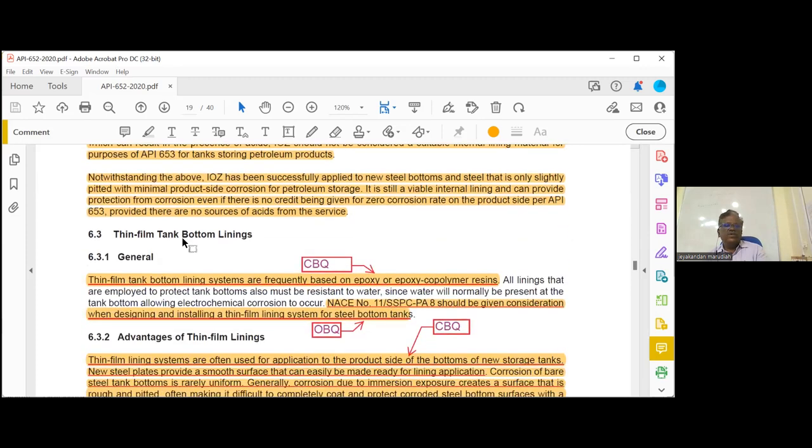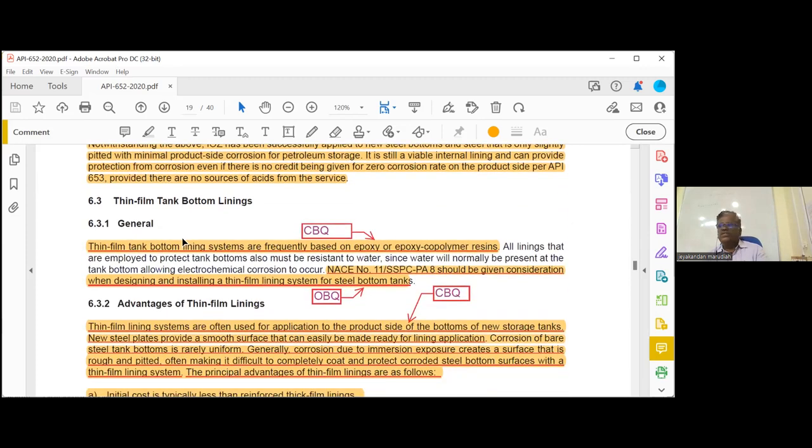These are not important. Now we'll go to the thin film tank bottom linings. Highlight the first line. Thin film tank bottom linings are frequently based on epoxy or epoxy copolymer resins. So thin films are like painting only. It is an epoxy lining.